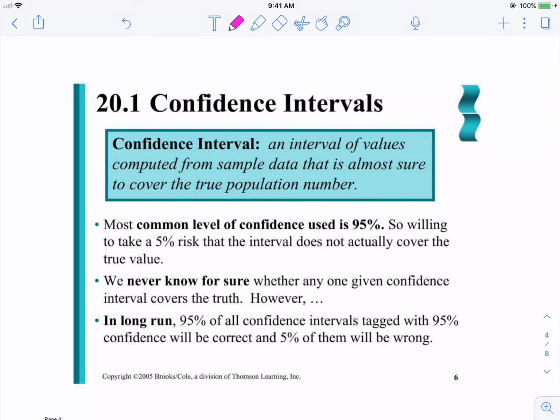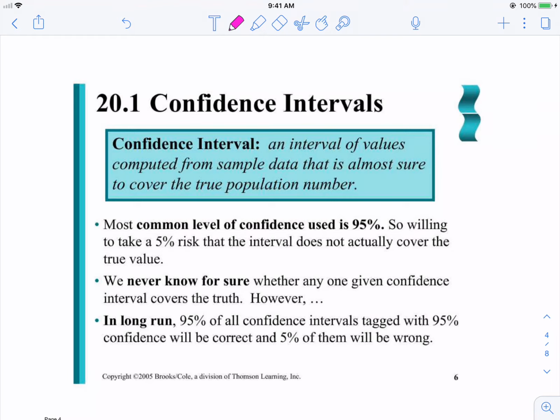A confidence interval, you can see, is an interval of values computed from sample data that is almost sure to cover that true population proportion. We usually use that 95%. So what we're saying is that we're willing to take a 5% risk that that interval does not actually include the true value. Okay? There's a certain amount of time, 5%, that we would take a sample and it would not be within this interval.